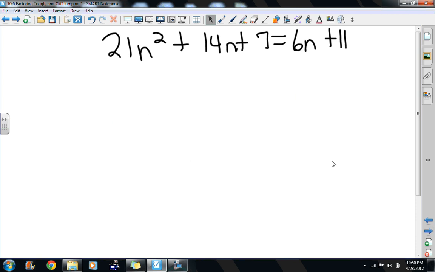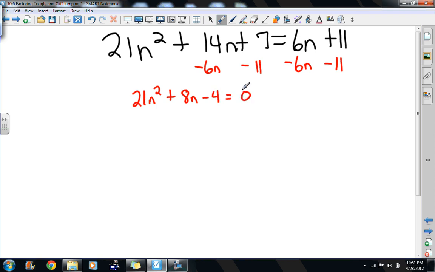Now, before we start here, we need a 0 on the right side. So in order for that to happen, I have to subtract the 6n over here. And I'm also going to subtract the 11 in the same step. If you want to take it as 2 steps, that's fine. So I get 21n squared plus 8n minus 4 equals 0. Now, I want you to pause, look at the factors of 21 and the factors of negative 4 here, so we know the subtraction, and see if you can get 8. It's a tough problem, but give it a try.